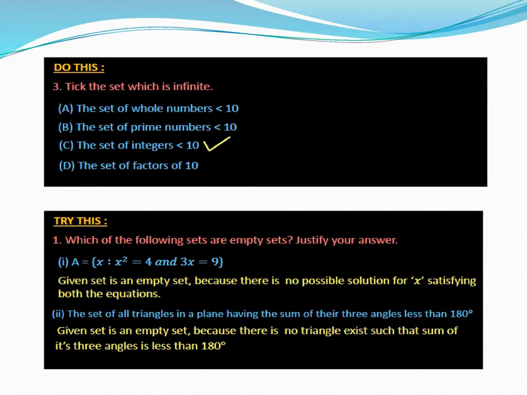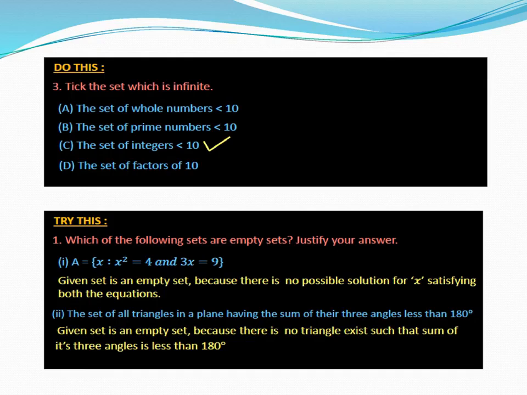And then next B, the set of prime numbers less than 10, is also countable. We know the starting element and also the ending element. And D, the set of factors of 10. We can write the factors of 10. We can write the starting element and the ending element, and it is also countable.